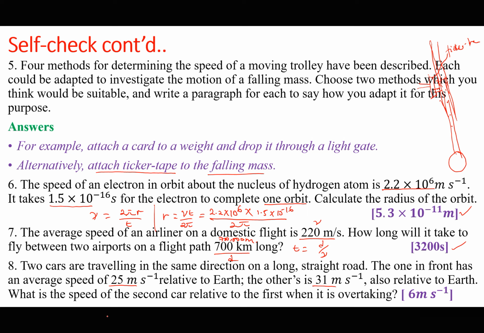So the person in the second car, because the one in the front has an average speed of 25. So the person in the car whose speed is 25 meters per second, we will notice that the speed of the overtaking car is 31 meters per second, but the relative speed between them is simply going to be the difference between the two speeds, which is about 6 meters per second. That is 31 minus 25. So that is 6 meters per second. That is going to be the relative speed.